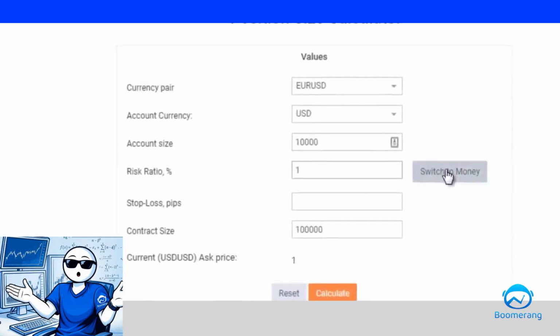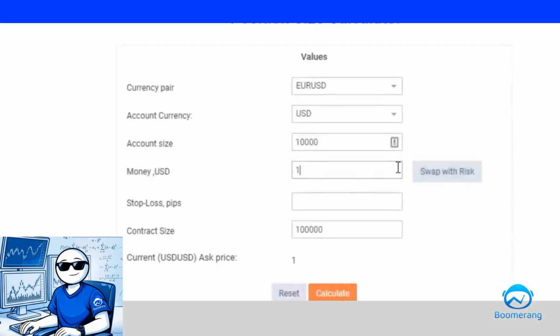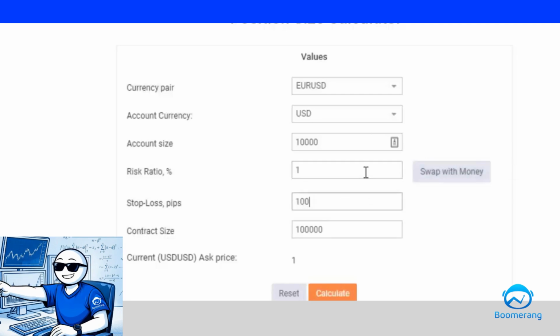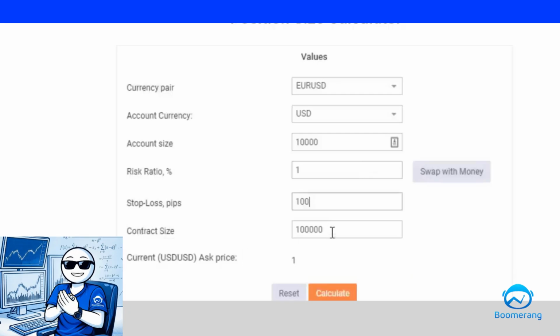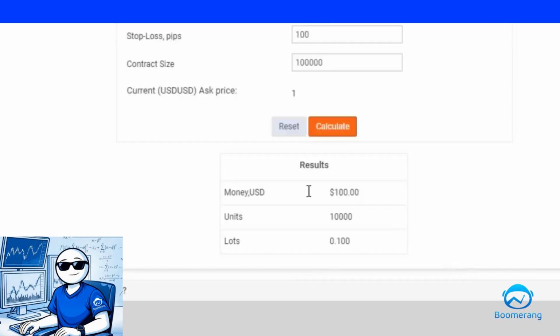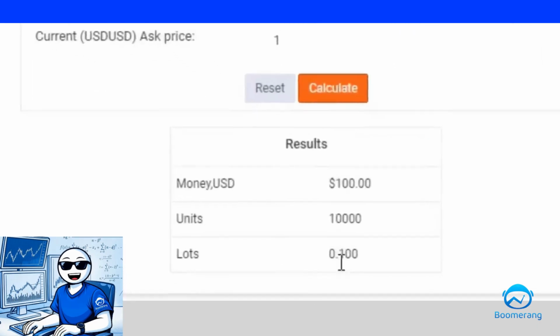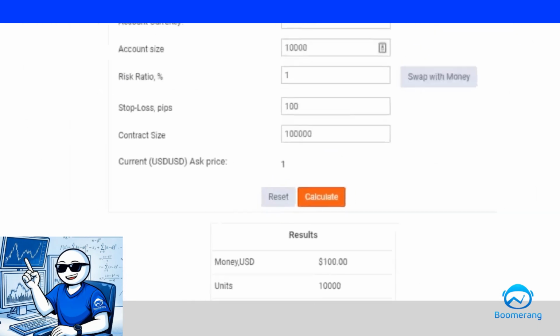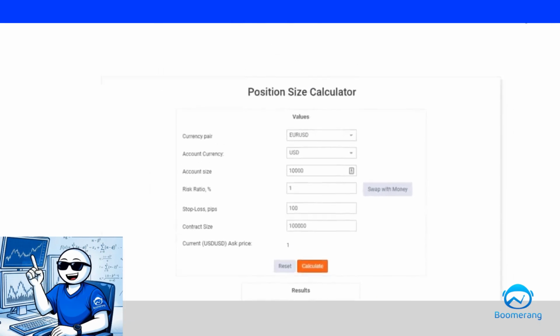In this case, you can also switch to dollar terms. Let's say you want to risk $100, which is also 1%. That is fine as well. But in this case, let's go with the percentage. Let's say your stop loss is 100 pips. Put in 100. Contract size, let's leave it at 100,000, which is equal to 1 standard lot. Click calculate. And there you have it, right? It tells you the lots to trade is 0.1, which equals 0.1 standard lot or 1 mini lot. Can you see how fast this is?